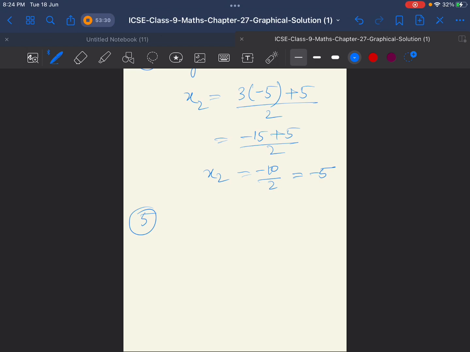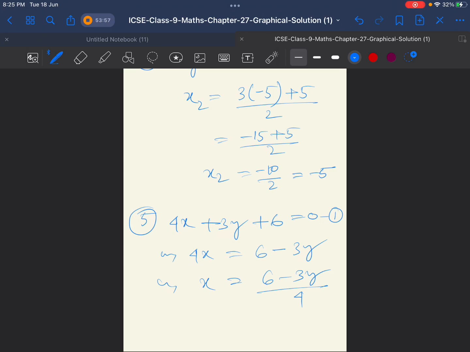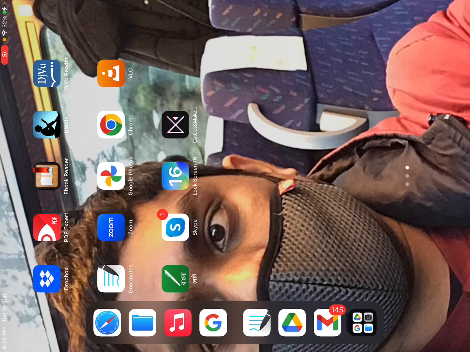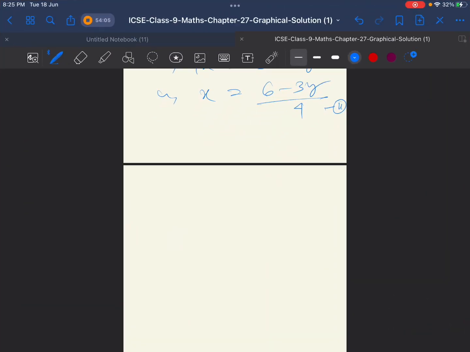Draw the graph of the equation 4x plus 3y plus 6 equals 0. From the graph, find y1, the value of y when x equals 12. Second question, y2, the value of y when x equals minus 6. So here the given equation is 4x plus 3y plus 6 equals 0. Now we make x the subject: 4x equals 6 minus 3y, or x equals (6 minus 3y) by 4. This is equation 1 and this is equation 2.